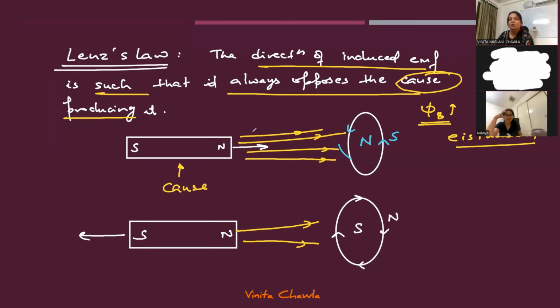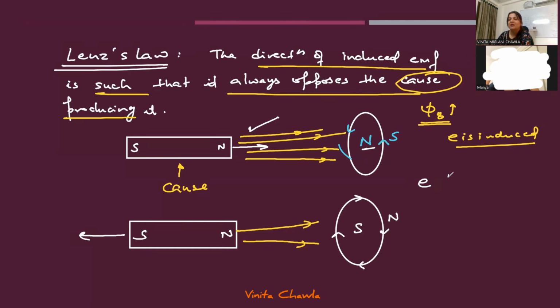So when it was moving towards it, it was repelling it. Now it is moving away from it, so it is attracting it. So you can see it is opposing the cause producing it, and therefore we put a negative sign, because EMF induced is directly proportional to the rate of change of magnetic flux. If we are changing the magnetic flux faster, then we see more EMF or more current in the circuit. And we put a negative sign here because EMF produced is opposing the cause producing it, and therefore we put a negative sign.